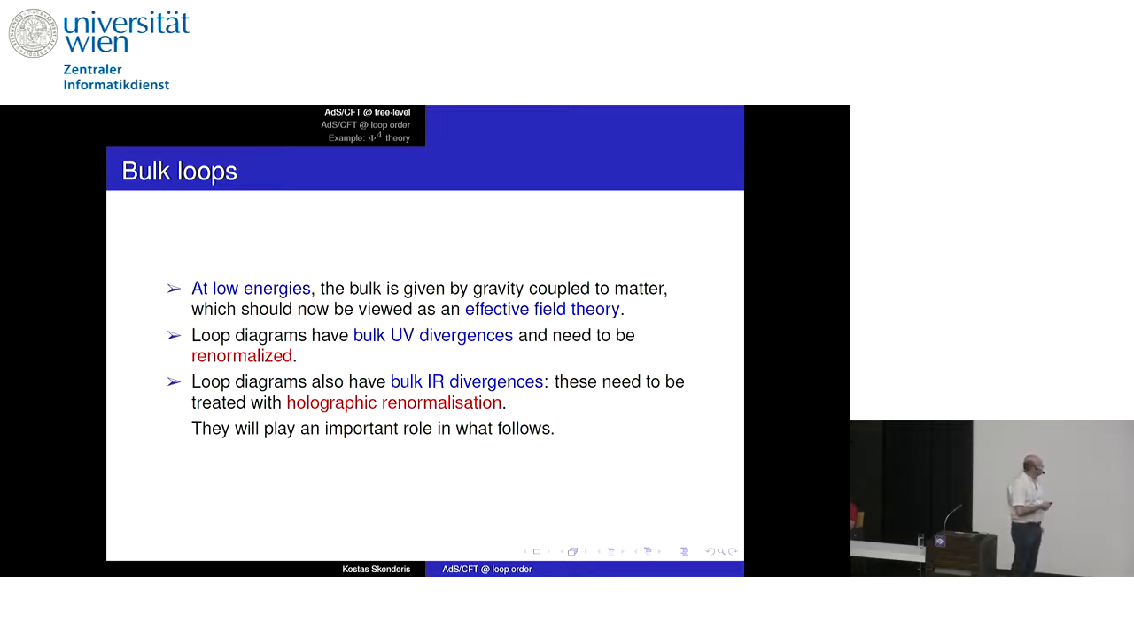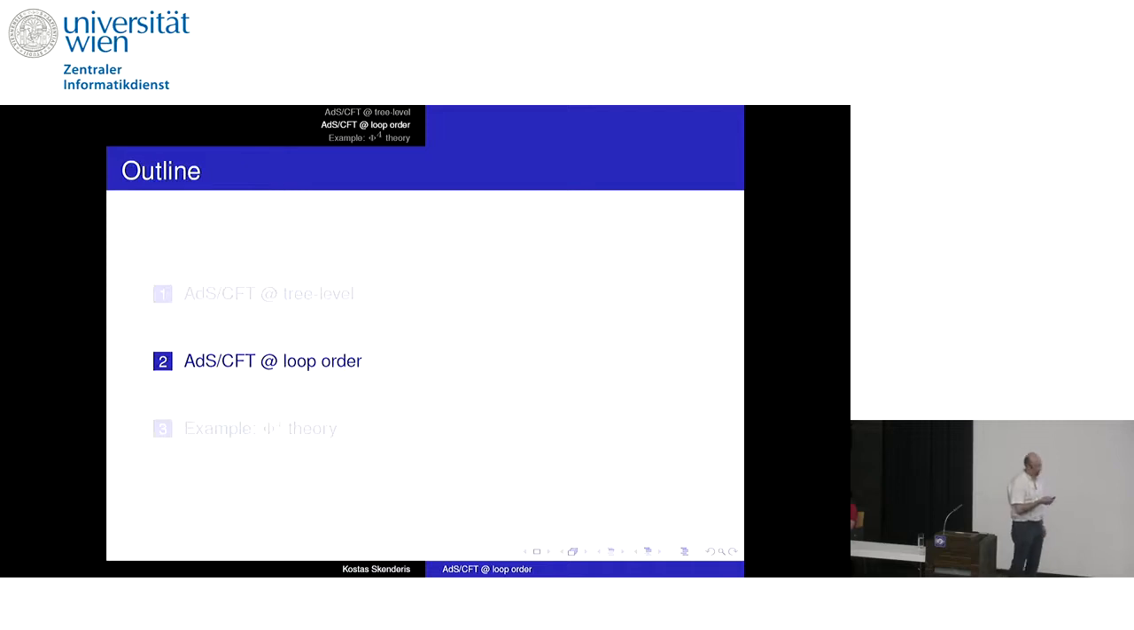So the loop diagrams also have bulk infrared divergences. They do not just have bulk UV divergences. And these need to be treated with holographic renormalization, as was done for the tree-level diagrams. And there is an interplay between the two, as I will mention as we move on. Okay, so this was my brief overview of AdS-CFT at tree level. So next, I will discuss how to move on to loop level.